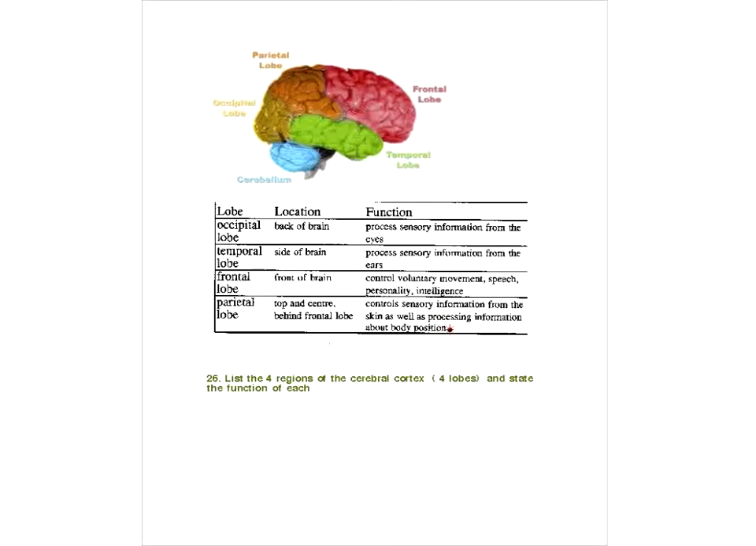Okay, so again, occipital has to do with information from the eyes. Temporal has to do with information from the ears. Frontal has to do with a number of different things, some important areas of concern such as intelligence, personality, speech. Parietal has to do with sensory information from the skin as well as information about our body's position. So let's go to the next page.